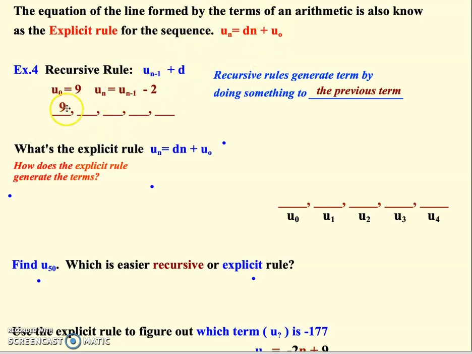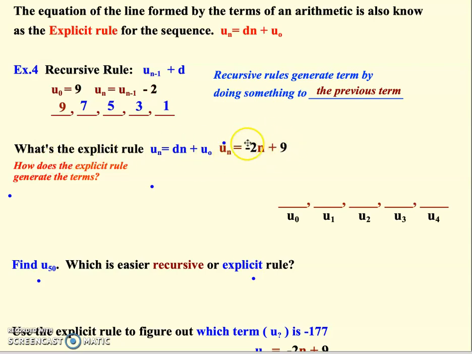So if I'm doing it recursively, u sub 0, starter term, our rule says I should go previous term minus 2, so I'm going to subtract 2, subtract 2, subtract 2, subtract 2. Piece of cake, right? Let's sub in our information into here. So we know d, common difference, is -2, u sub 0 is 9, and we'll create what's called an explicit rule.